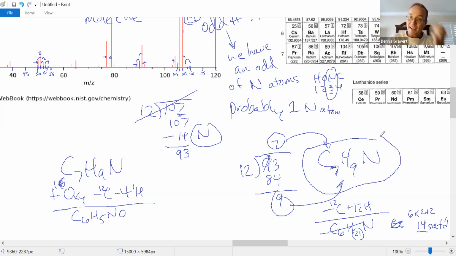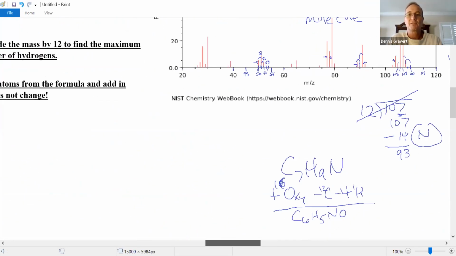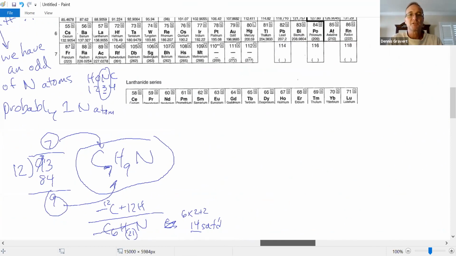And if we had more data and the formulas, the structures that we get from this, if they didn't work out, then maybe we would have to go with this one. Okay, let's try this one.